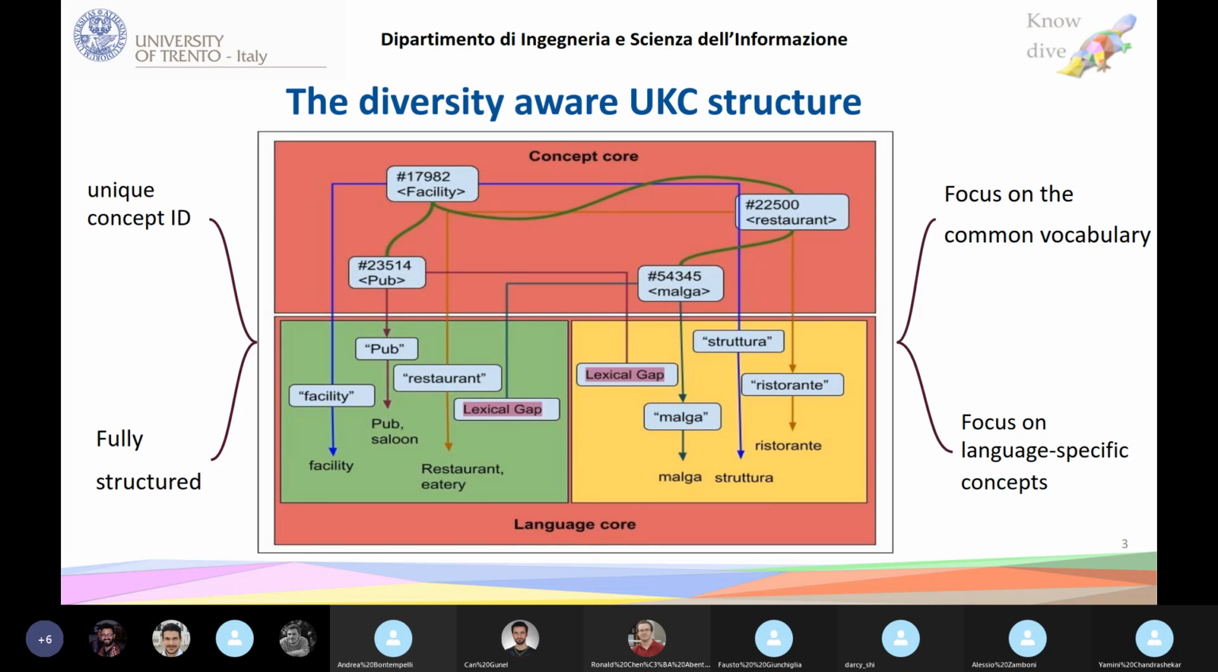Now, moving on to another example, here is the word sense in the yellow box known as Malga. This particular word sense has a unique ID in the concept core, because there is a lexicalization of the term in at least one language. But when we look at the connection in the English box, there is no term to describe the meaning, and thus it's an English lexical gap.